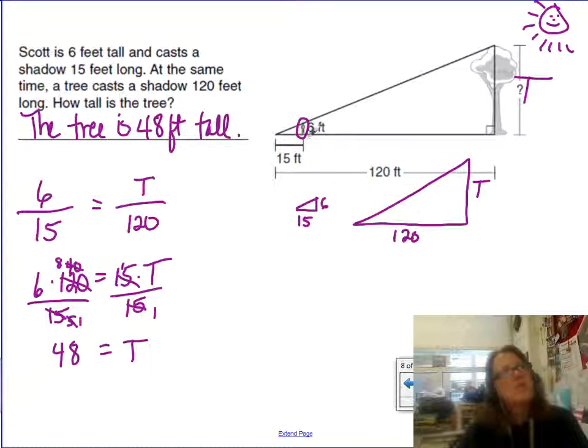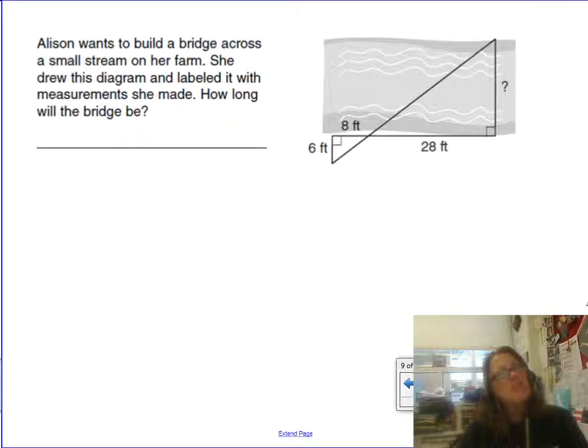Let's see, does that make sense? Okay. Person is 6, shadow is 15. That's more than double 6. 6 times 2 is 12. So if I doubled this and then some. So the tree of 48, double that, that's almost 100 and then some. That makes sense.